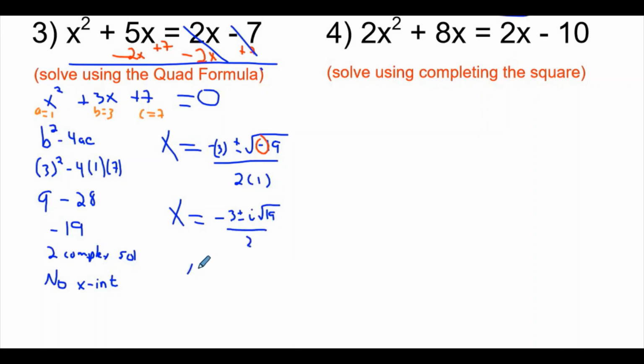There's one last thing to do, which is to understand that this answer could be, you would divide this twice. So negative 3 halves plus or minus i root 19 over 2. And as we've mentioned before, there's a 1 here. Some people might say this is 1/2 i root 19 or something.